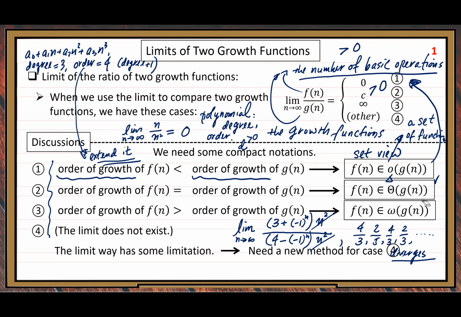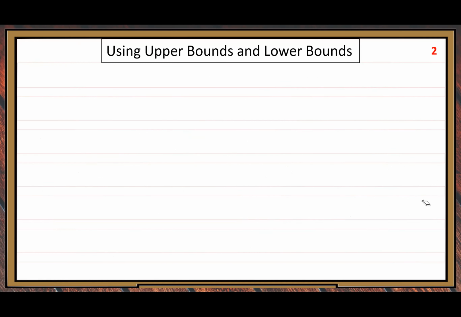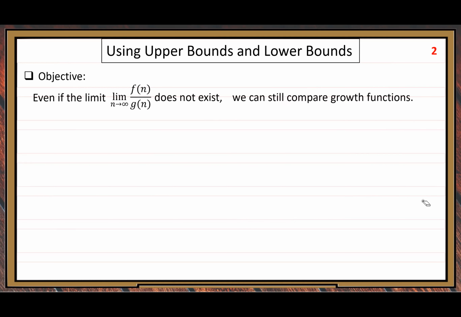So the new method: let's consider using upper bounds and lower bounds for the comparison. Objective: even if the limit of this ratio does not exist, we can still compare two growth functions. We just get around that limit way. So how to do it?